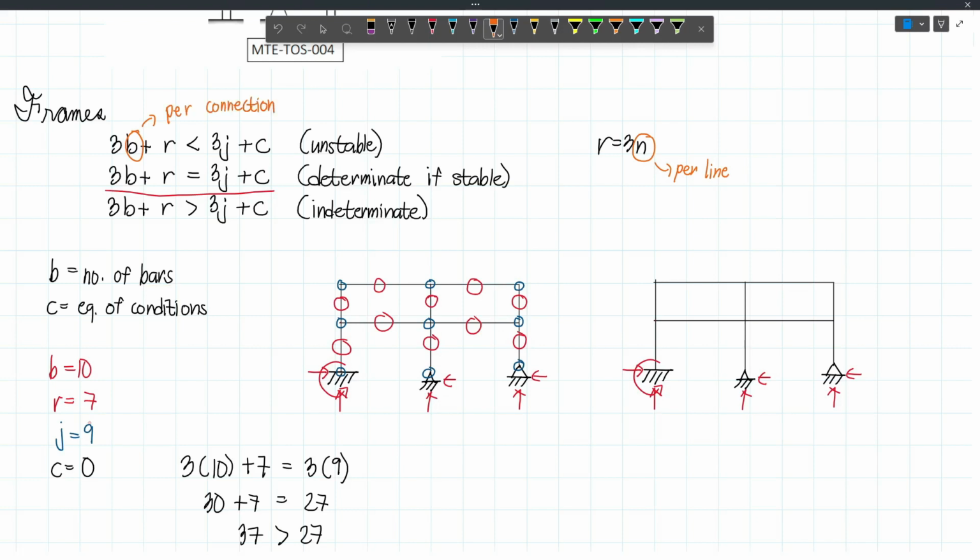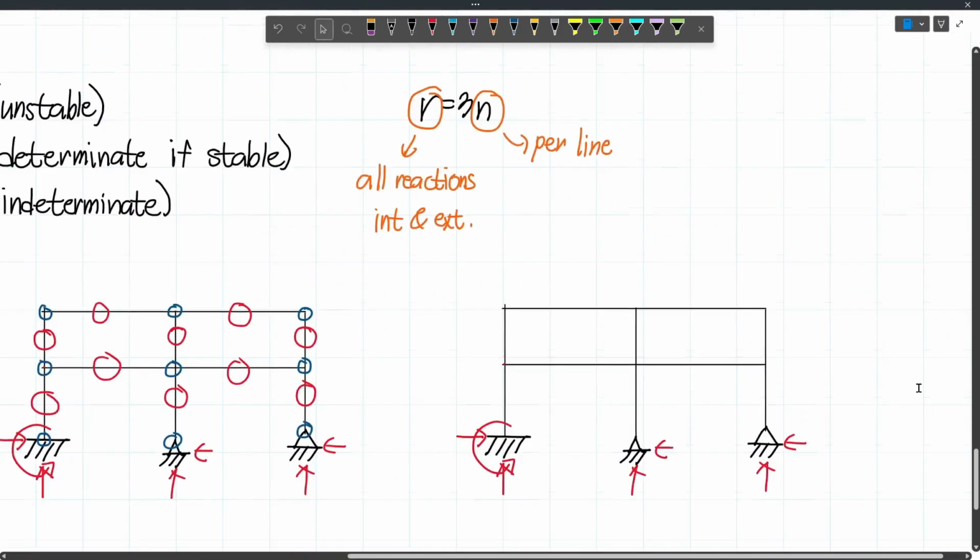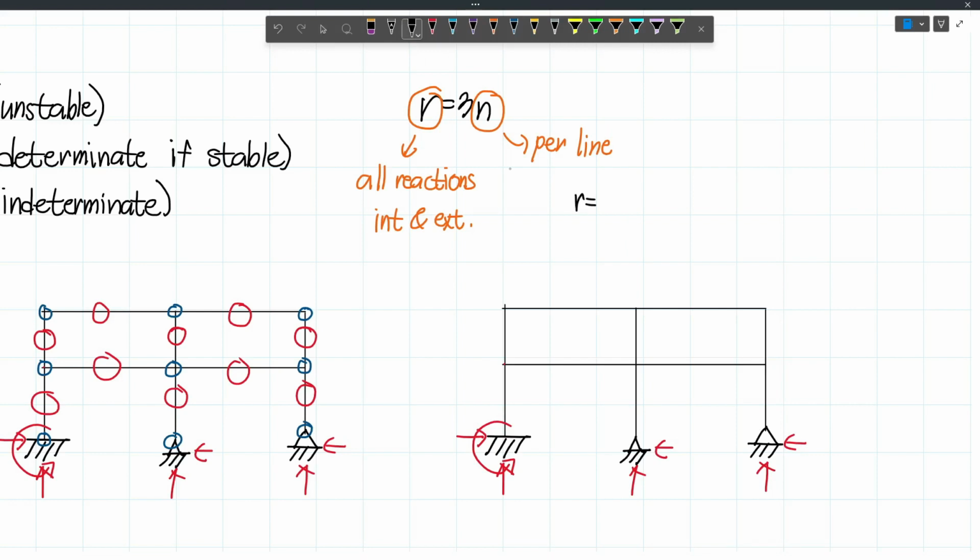Mara na imong tiban-an. And then ang R diri kay all reactions, internal and external. So kana ato dani i-solve daw kaning figure. Now ang R na to will become ang kaning total number of reactions. So 3 plus 2 plus 2 mahimong 7. But ato pod i-add ang tanan internal reactions.